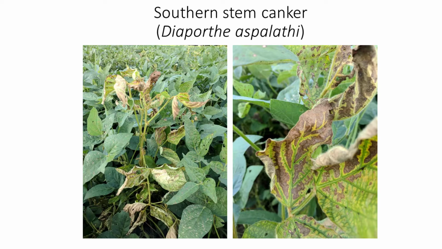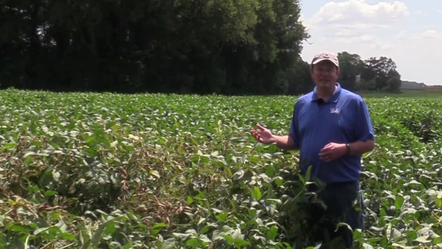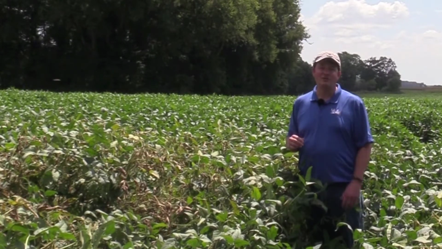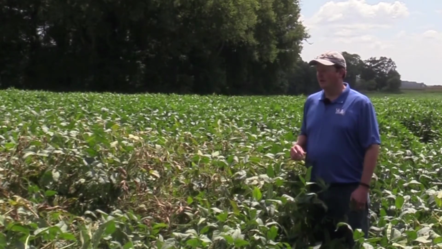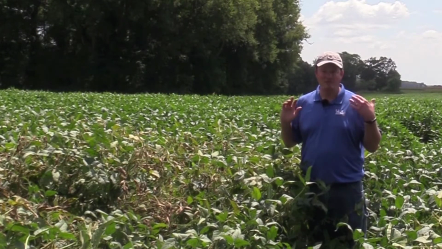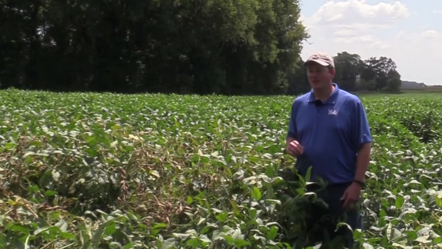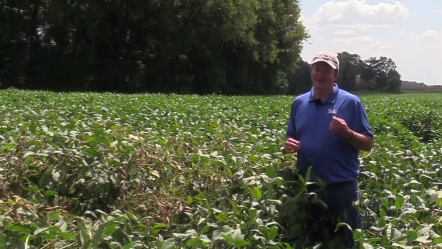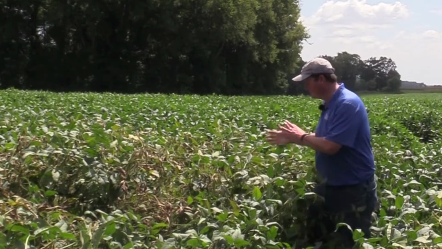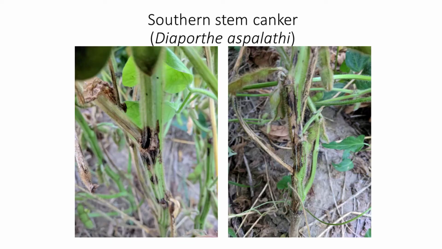In other words, the main veins on the leaves are going to stay green, but the leaf tissue between those veins is going to die off. So it can be confused with sudden death syndrome because of almost the exact same symptomology. The biggest difference, though, is that if you see these symptoms, then you need to start looking lower onto the stem.